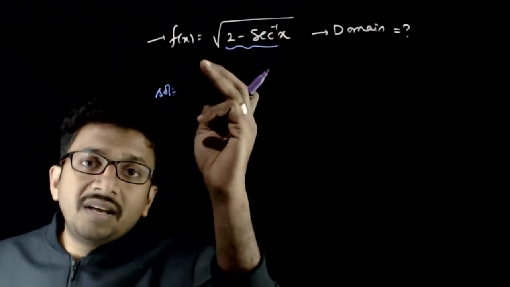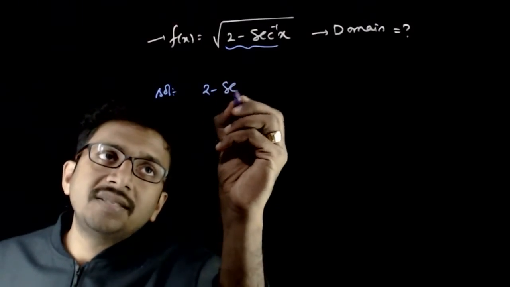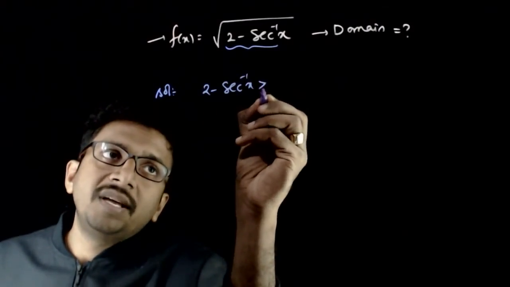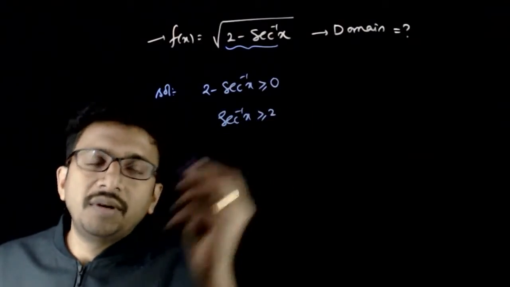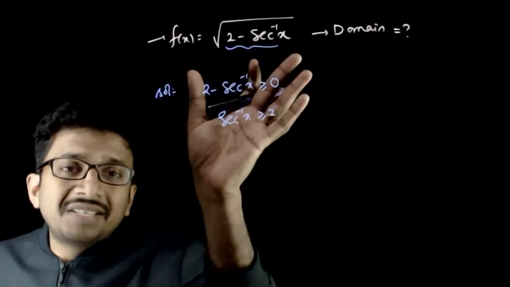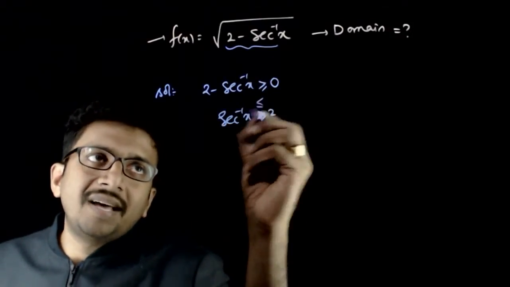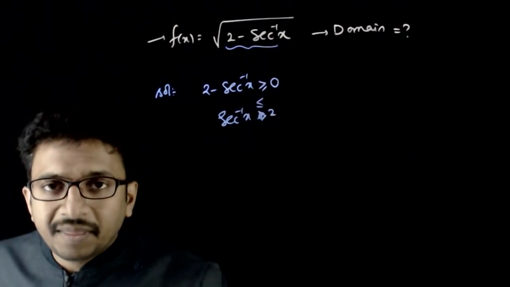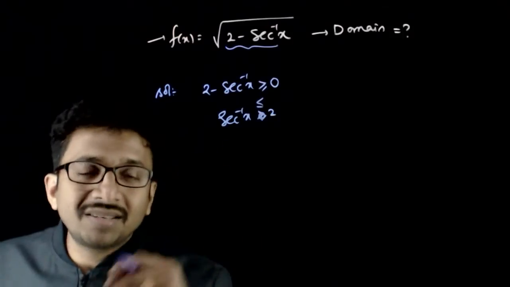So first, within the square root you have 2 minus secant inverse x. So obviously 2 minus secant inverse x has to be greater than or equal to 0. That means secant inverse x has to be less than or equal to 2. So this function is defined only if secant inverse x is less than or equal to 2. So let us draw the curve secant inverse x and let us see where secant inverse x is less than 2.